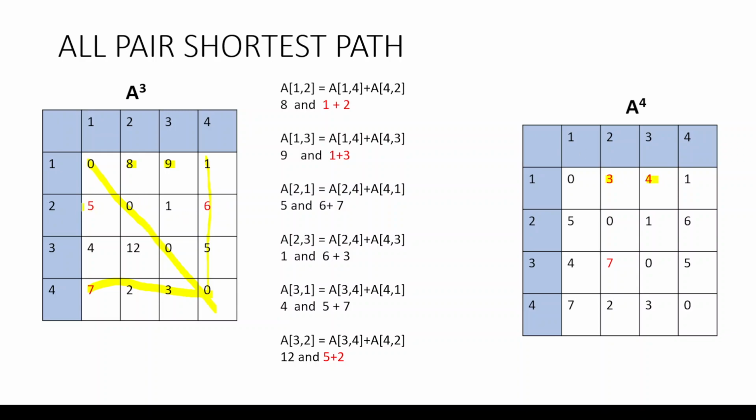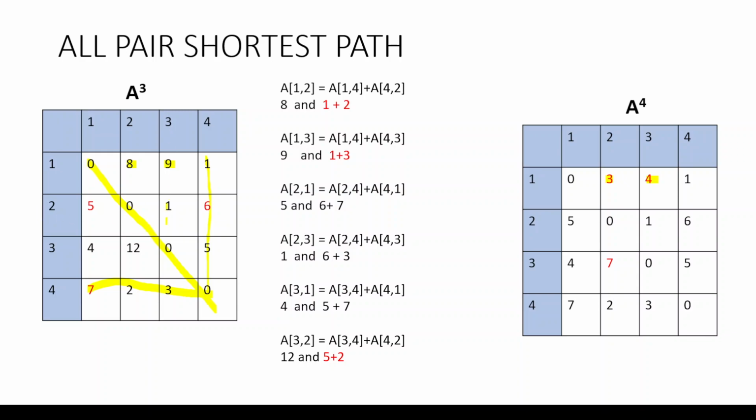Now we need to check this 5, A of 2 comma 1. We are trying to check if there is a path from 2 to 4 and 4 to 1 which is shorter than 5. A of 2 comma 1 is 5. A of 2 comma 4 is 6 from here. A of 4 comma 1 is 7. Which is smaller? 5 is smaller. So we need not change it; we'll retain it.